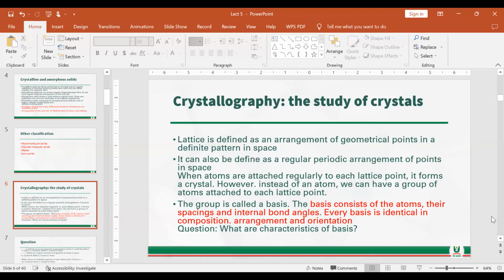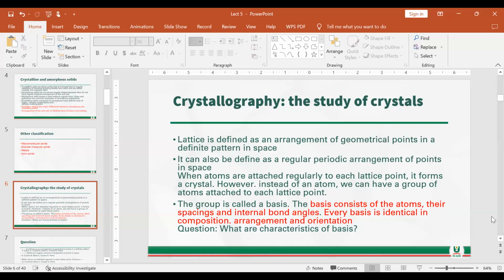The group is called a basis. So our group of atoms attached to a lattice point is called a basis. The basis consists of the atoms, their spacing, and internal bond angle. So it talks about the atom, the bond length, and the bond angle. Every basis is identical in composition, arrangement, and orientation. Question: what are the characteristics of basis? They are identical in composition, arrangement, and orientation.